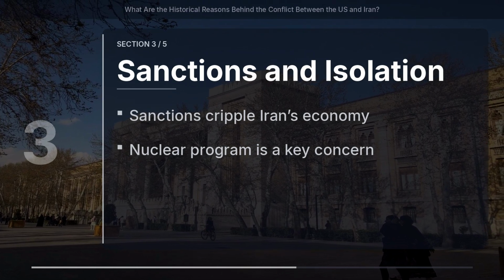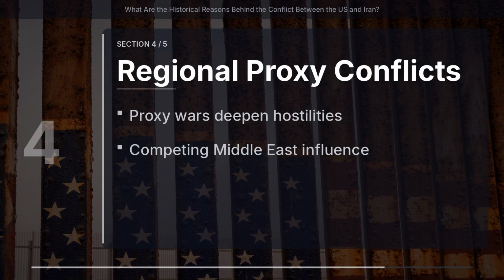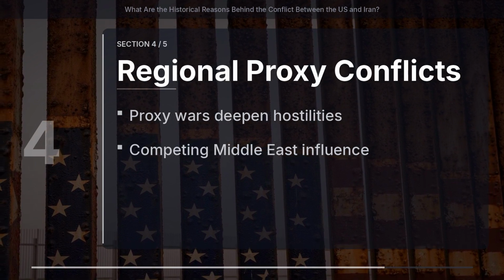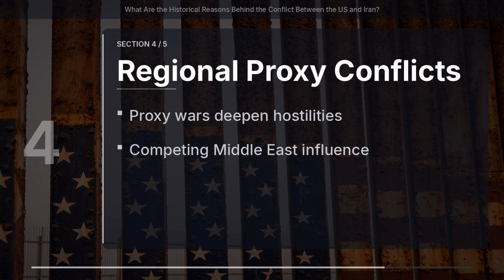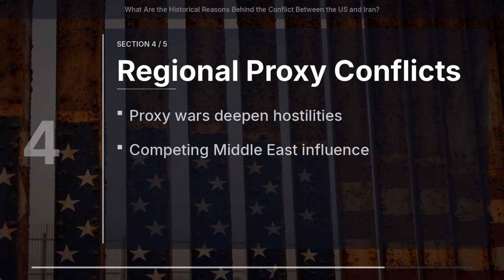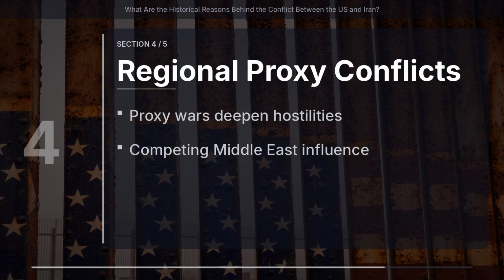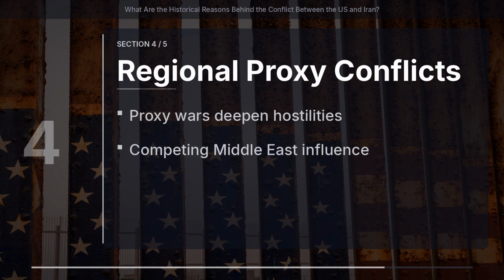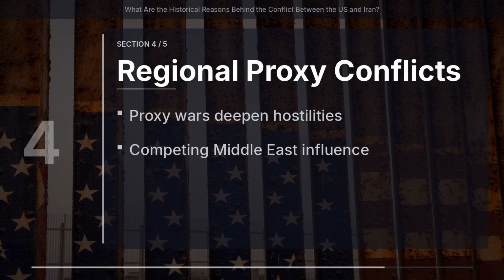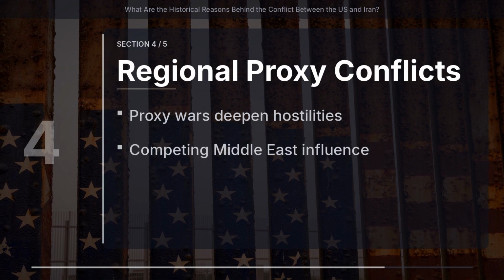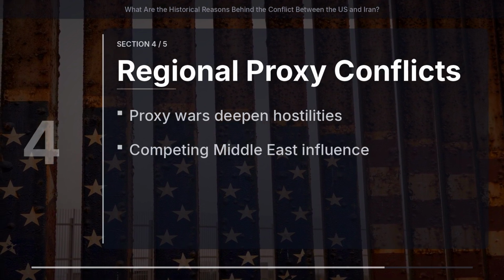The U.S. and Iran have also clashed through proxy conflicts across the Middle East. Iran supports militias and governments opposed to U.S. allies, while the U.S. backs rival factions. This indirect warfare fuels ongoing instability, making direct conflict more likely. Both powers see the region as a strategic battleground for influence, heightening the risk of escalation.